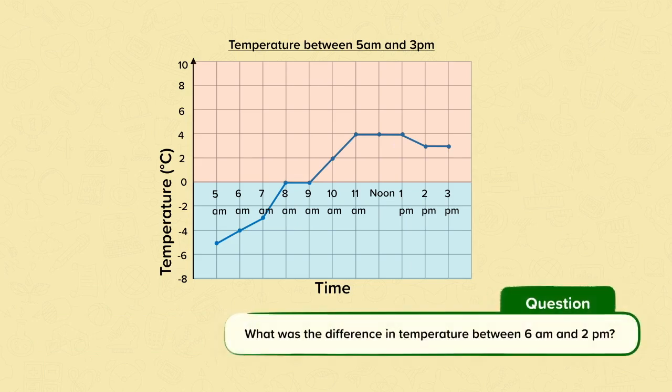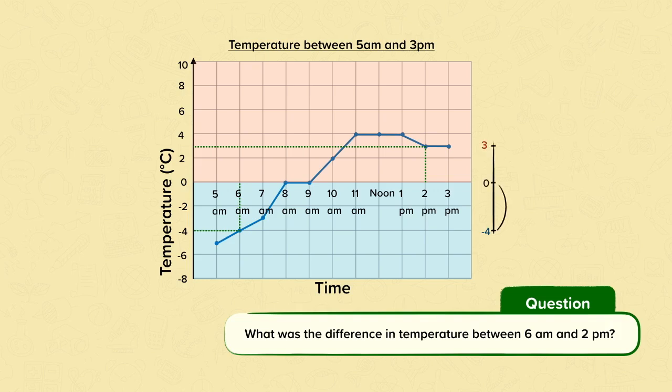Now let's look at this question. What was the difference in temperature between 6 a.m. and 2 p.m.? So we need to know what the temperature was at 6 a.m. first. At 6 a.m., the temperature was -4 degrees C, and the temperature at 2 p.m. was 3 degrees C.